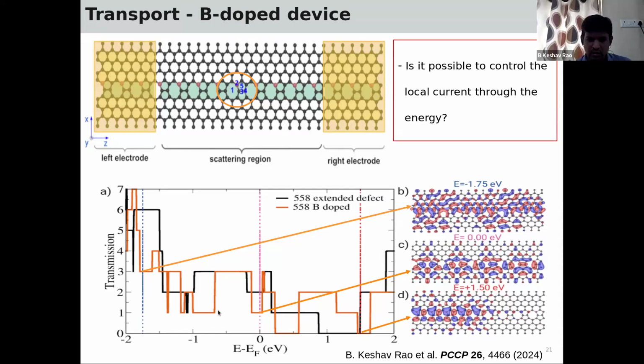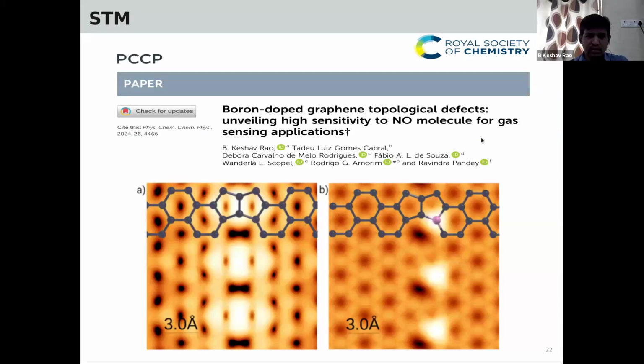Here you can see one channel. So transmission is here. With a double channel, higher current is passed, so a larger charge is contributing. And this work was published last year.